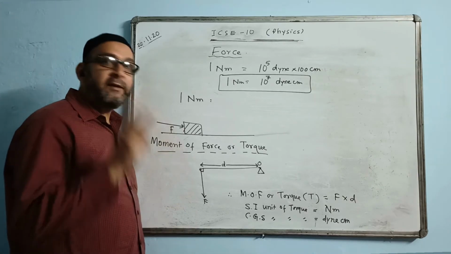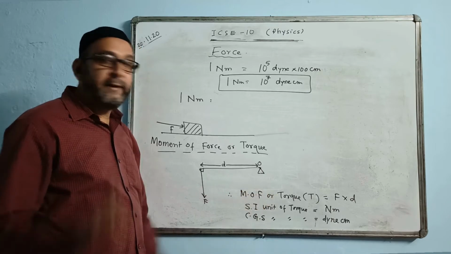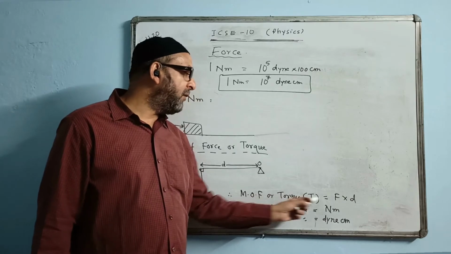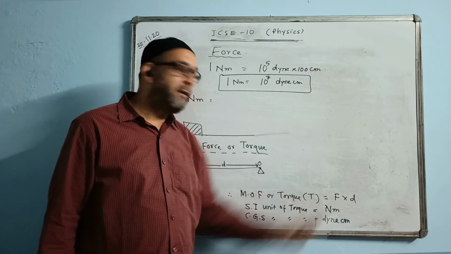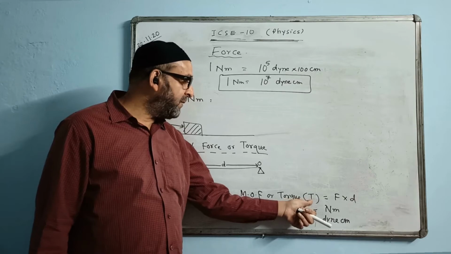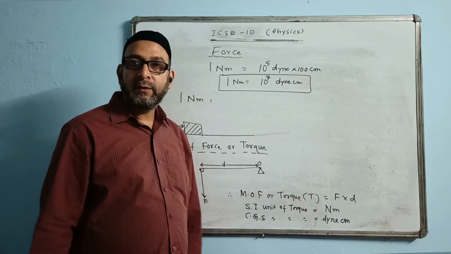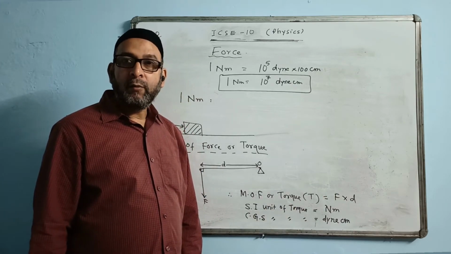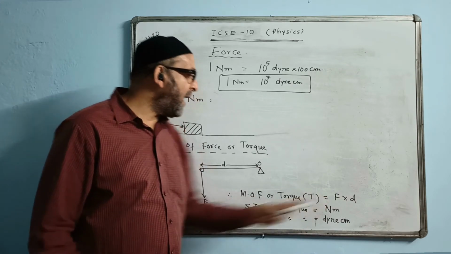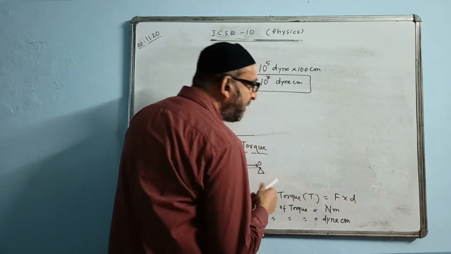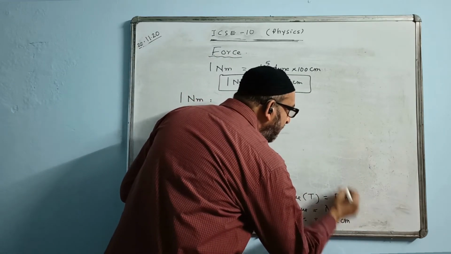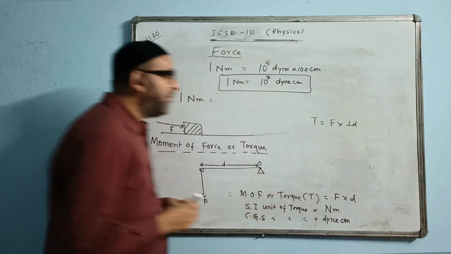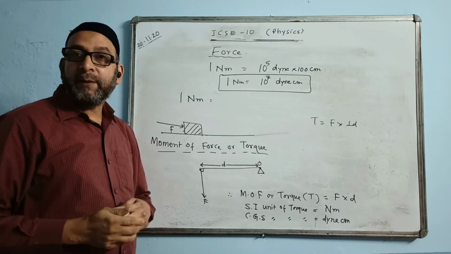Okay, now the factors on which the moment of force or the torque depends. Look at the formula. In the formula we have two things, F and d. That is, torque depends on two factors, as it looks from the formula. What are the two factors? Force and d. But what kind of distance is d? Normally we write torque is equal to F into perpendicular distance. The distance has to be perpendicular.